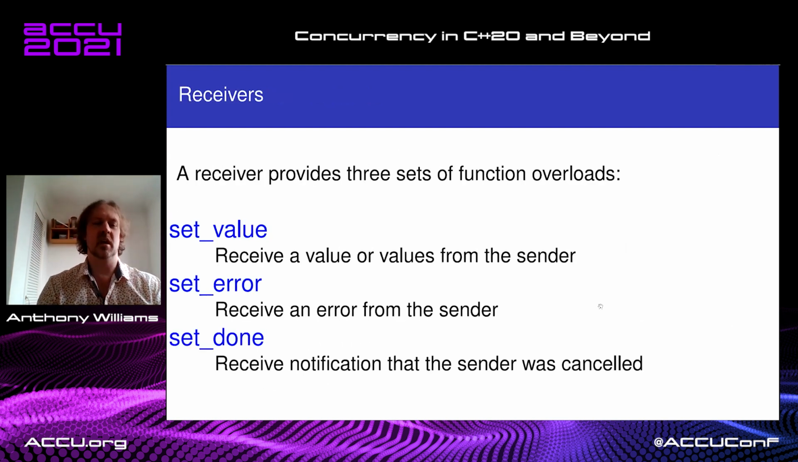So the receiver provides 3 channels. You need set value, which is when your sender has a value to give you, set error because something went wrong, or set done to say, I don't have a value or an error because I stopped. When everything is running on the executor, your sender will call one of these 3 functions on the receiver. So then you can do the processing.